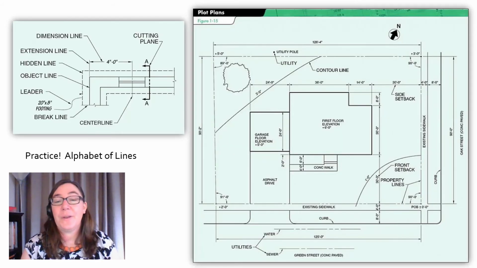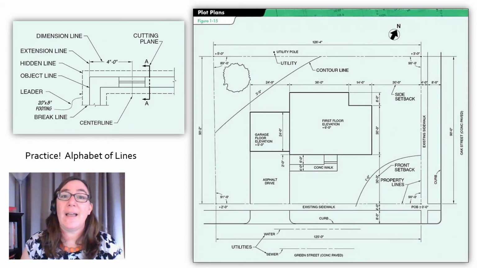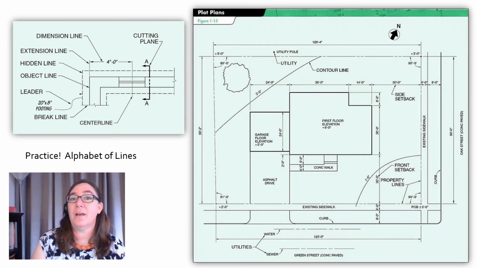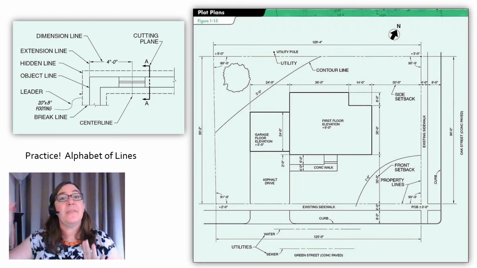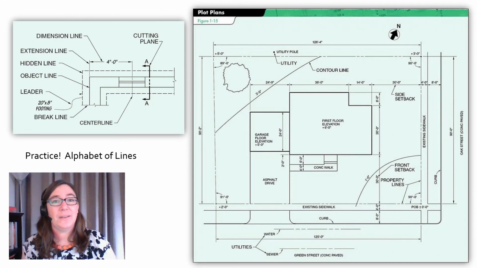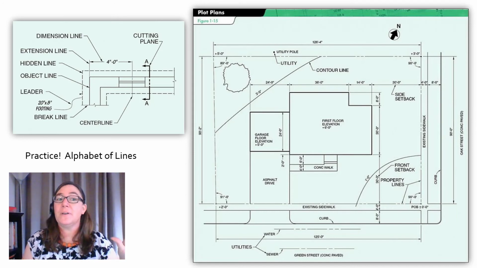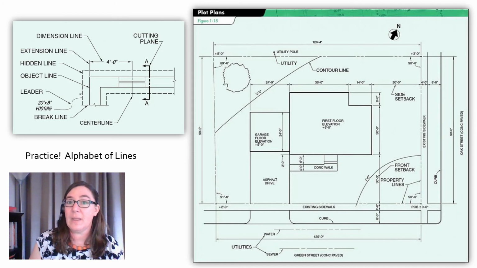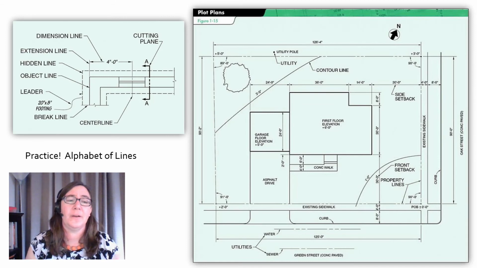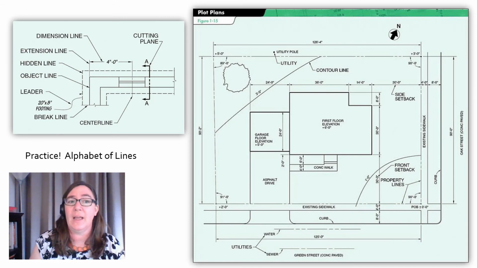So here's a chance for you to practice finding these different types of lines. Take a look at the plot plan on the right, and you're going to pause the video and see if you can find all the different types of lines that are shown on the left there, the dimension line, extension line, etc.